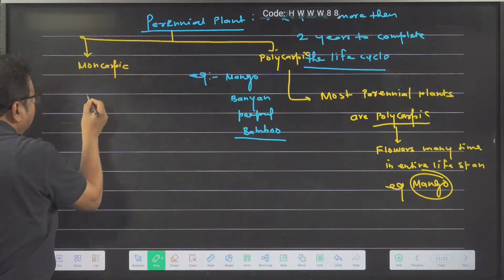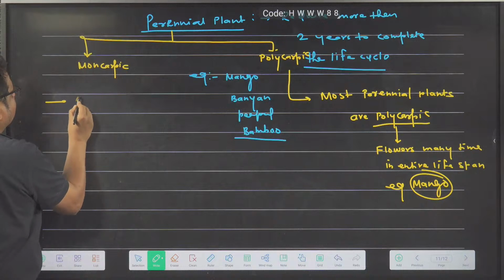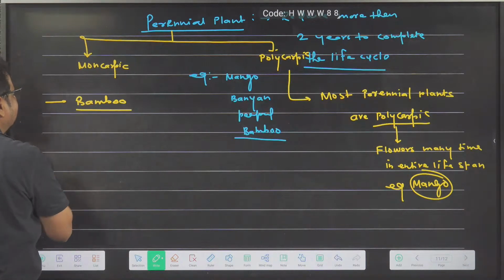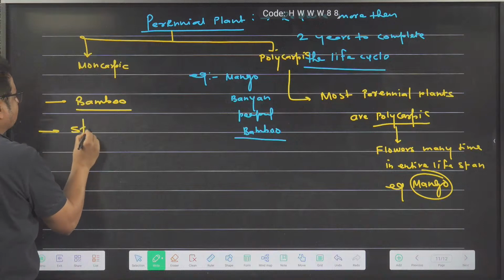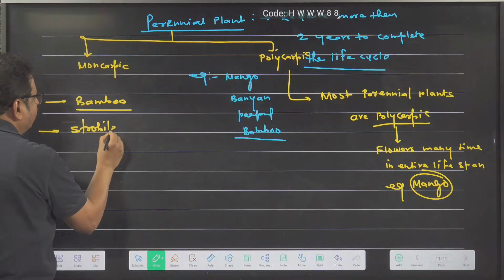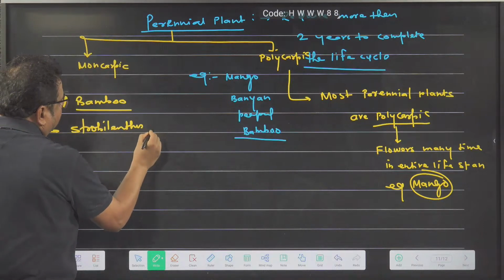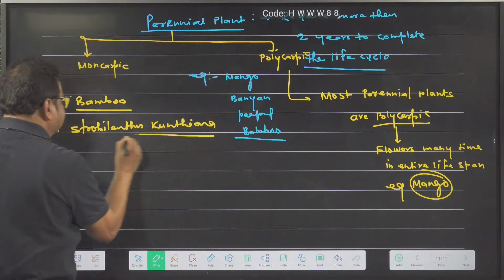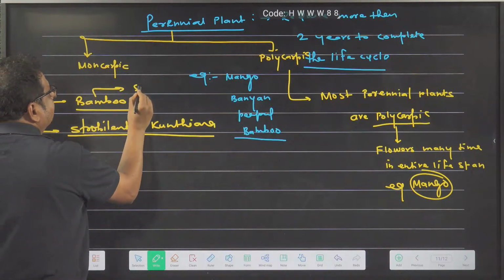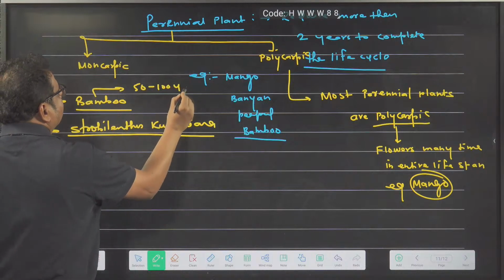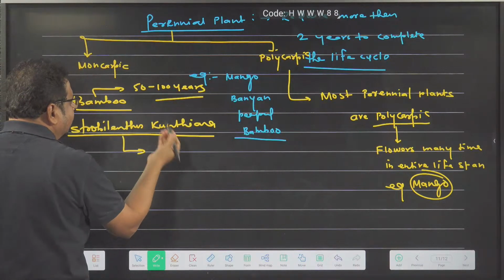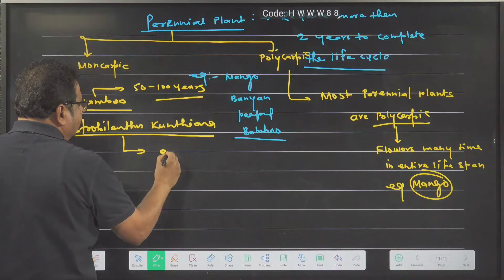Some perennial plants are monocarpic also. One student wrote earlier also, bamboo is a perennial but monocarpic. Strobilanthes kunthiana, it is called Neelakurinji. So bamboo flowering occurs in which interval? 50 to 100 years. Strobilanthes kunthiana flowering occurs in which interval? Every 12 years.